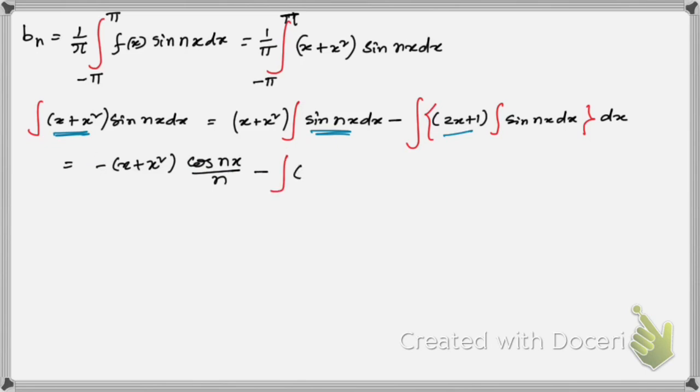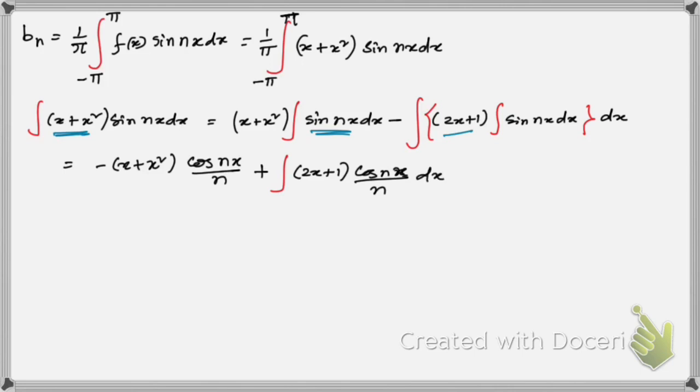Then minus the integration of twice x plus 1, if you integrate sine nx, that's going to be minus cos nx by n. So this sign now becomes plus because of minus, because the integration of sine nx is minus cos nx by n. So this minus becomes plus. Hope you have understood this.